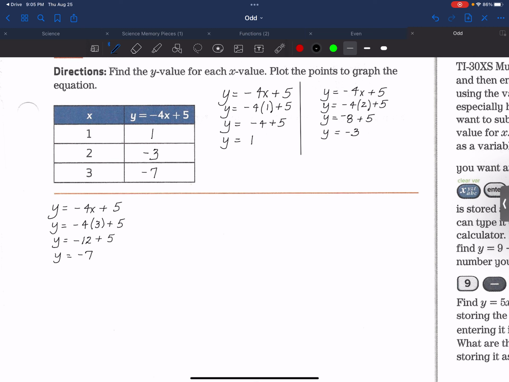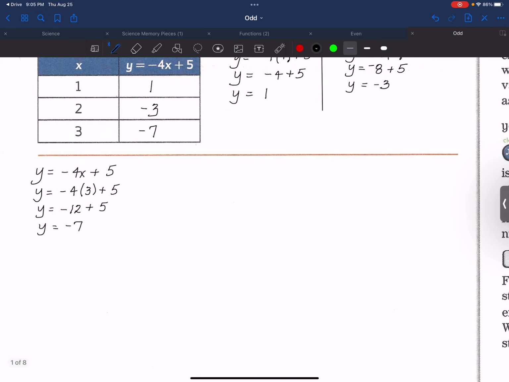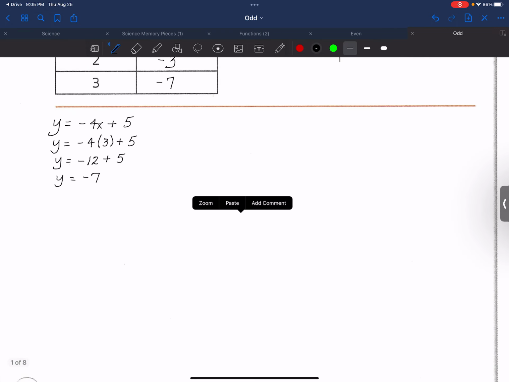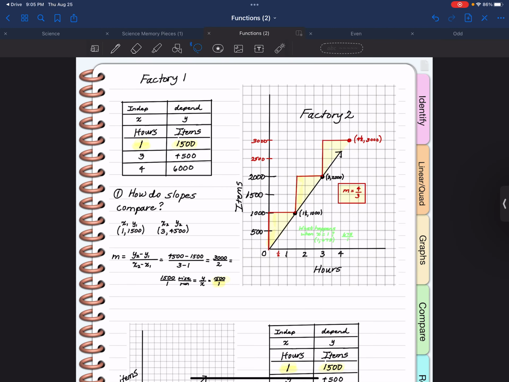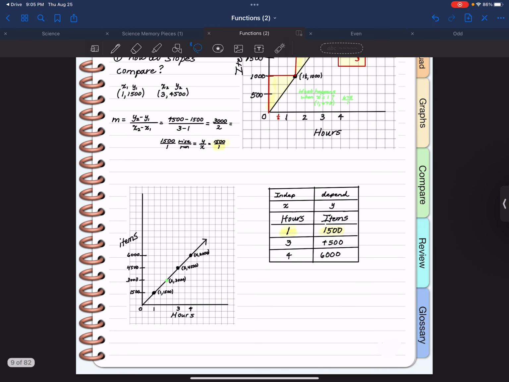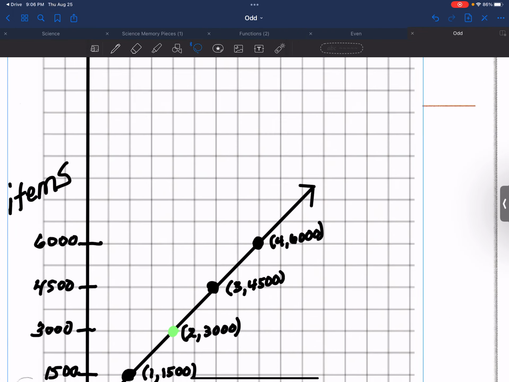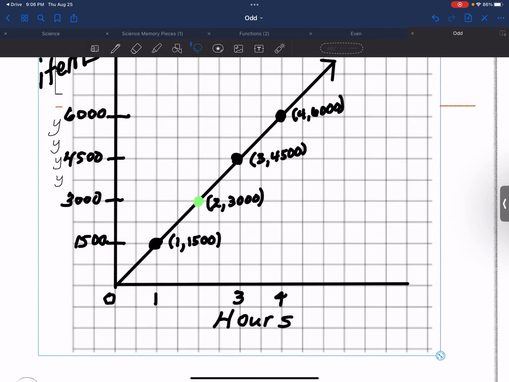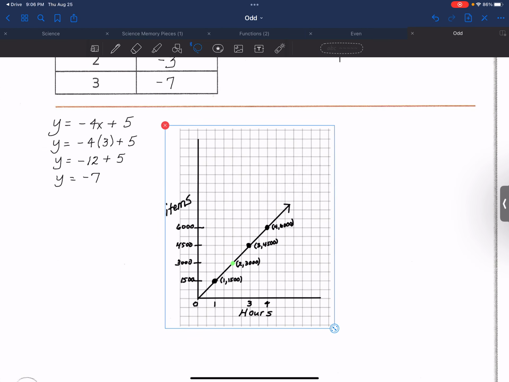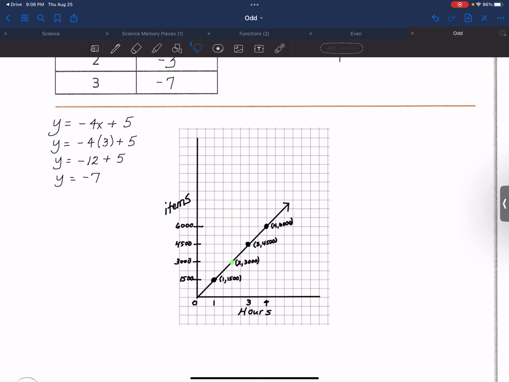So they told us to find the y values. We've done that. And then we need to plot the points to graph the equation. Let me grab a graph. Bear with me just a second, because if I try to graph it without a graph, it will not look right. So let's resize this. I wish I had post-it notes with these graphs on it where I could just stick it wherever I needed it to be.